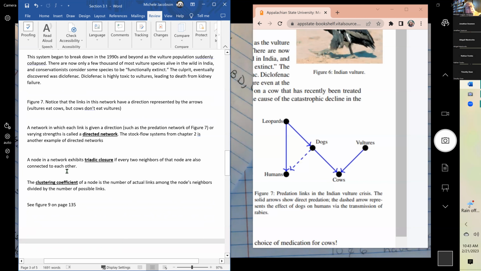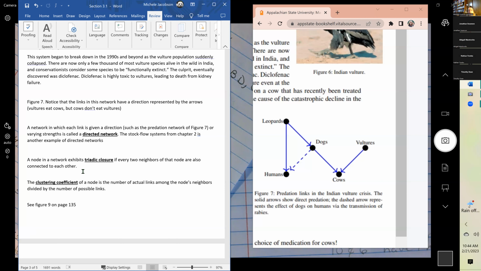A node in a network exhibits triadic closure if every 2 neighbors of that node are also connected to each other. So for every 2 of your neighbors, they are also connected. The clustering coefficient of a node is the number of actual links among the node's neighbors, divided by the number of possible links.